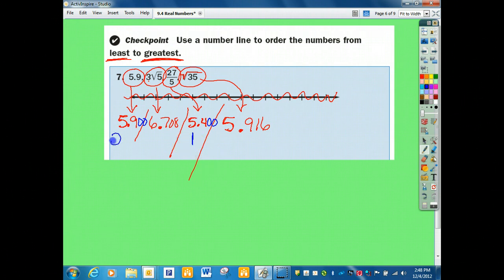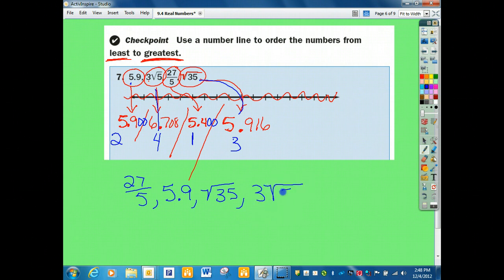5.9. Excellent. 5.9. Then we have 5.9, and then finally, that one. Now you have to write your final answer using the original forms. So number 1, like you said earlier, 27 over 5, comma. Then we have 5.9 is my original here. And number 3, which was the square root of 35. And finally, number 4, which was 3 times the square root of 5. And there's our final answer from least to greatest.